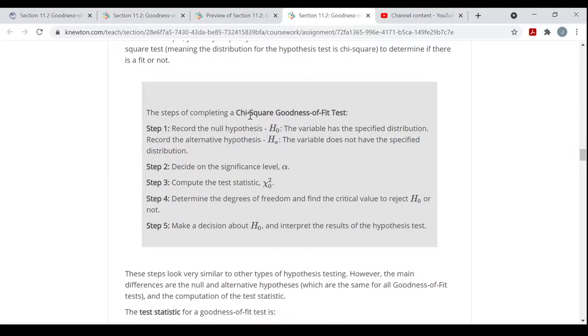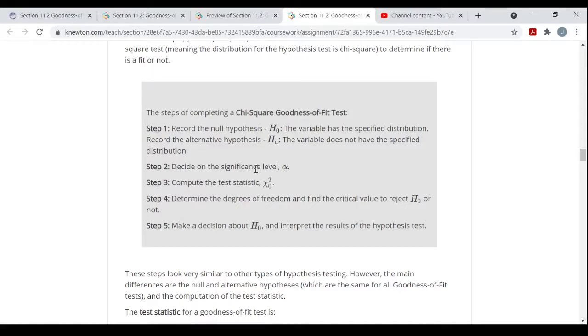So the steps of completing a chi-square goodness of fit test are the following. Remember, one is your hypotheses. Now the null hypothesis and alternative hypotheses for these will be the same every time. The null hypothesis is what we're going to assume is true, and then decide whether or not to reject that later. The null hypothesis will be that the variable has the specified distribution. We'll assume that our data does fit the given distribution. And then the alternative hypothesis will be the opposite of that: the data does not have the specified distribution, or does not fit.